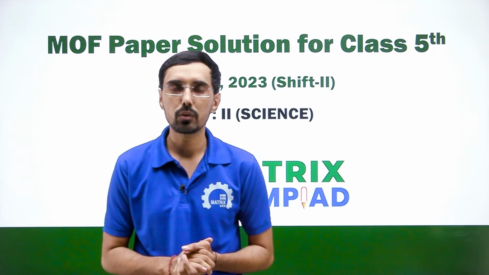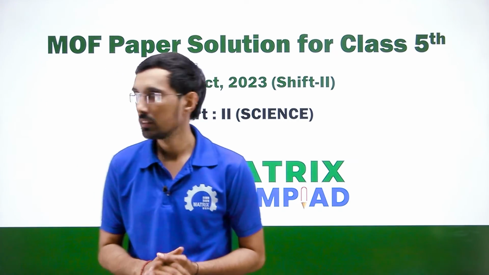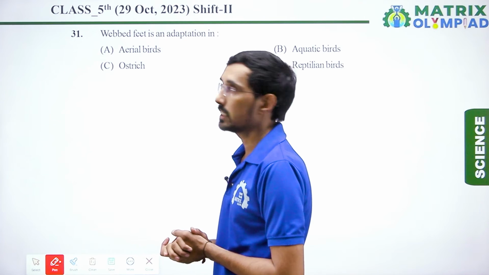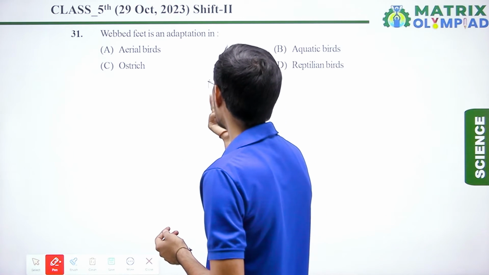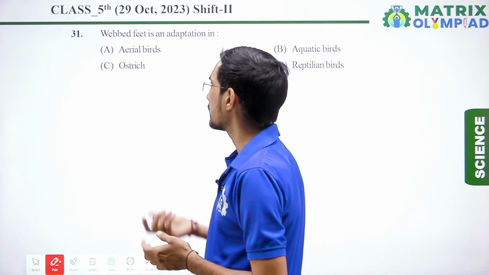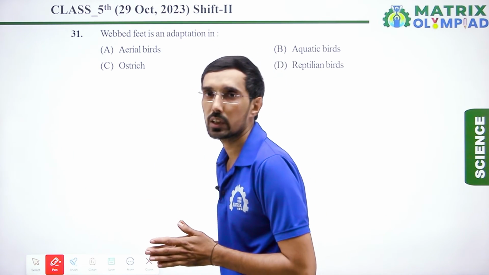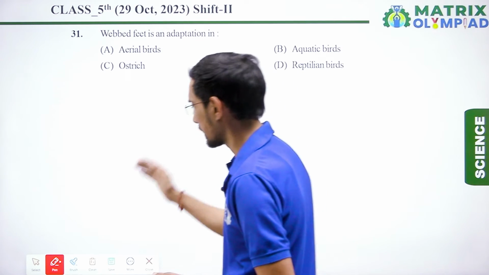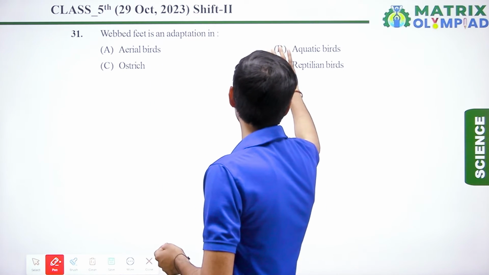Now we will start from the question number 31st. Our 31st question is, webbed feet is an adaptation in. Webbed feet basically the feet which are found in aquatic birds. So our correct answer will be option B.